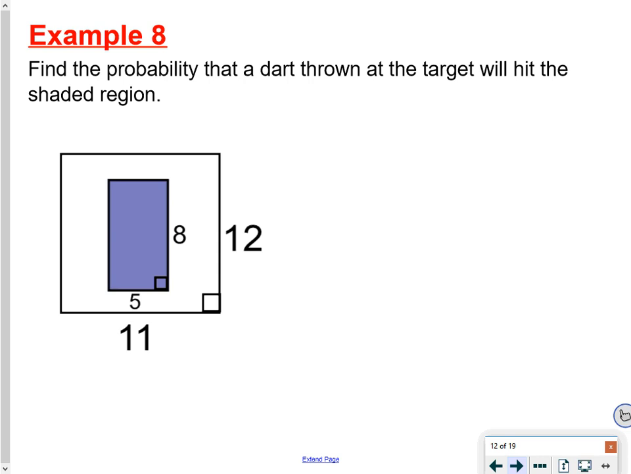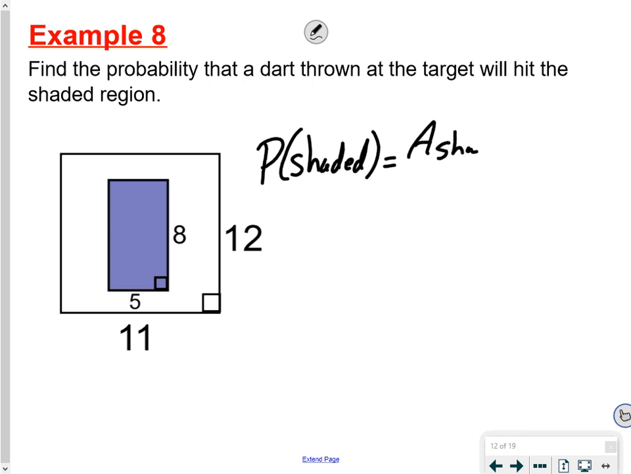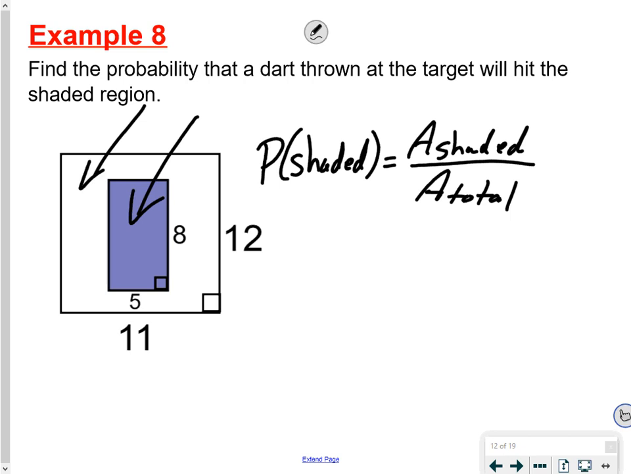In example 8, we're doing that geometric probability. So to just make sure to refresh, the probability that a randomly selected point is going to lie in the shaded region is going to be the area of the shaded region divided by the area of the total figure. The area of the shaded region, as we can see, is that smaller rectangle. The area of the total region is going to be that big rectangle there. So we could just rewrite this in terms of little and big.